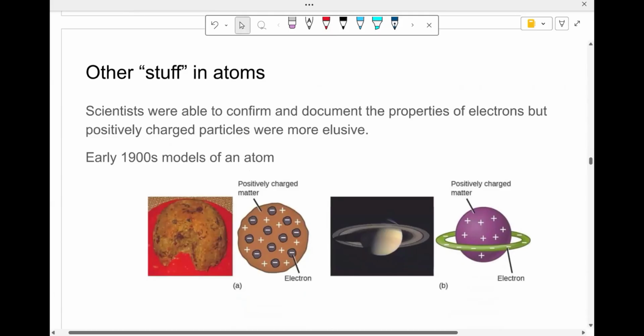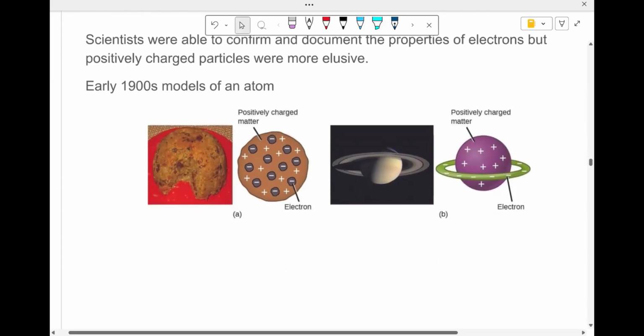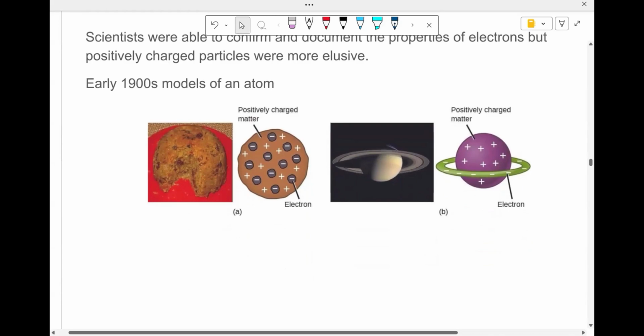Now, scientists were able to confirm and document the properties of electrons, but positively charged particles were more elusive. They knew they had to exist because if there's negative things in an atom, there has to be positive things that balance that out, because atoms, when they're neutral, have to have an equal number of negative charges and positive charges.